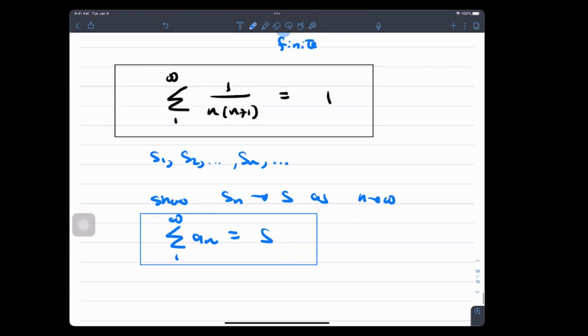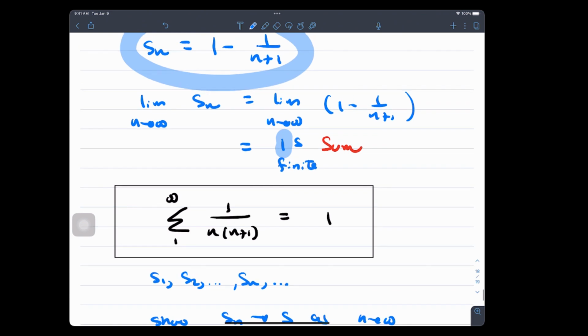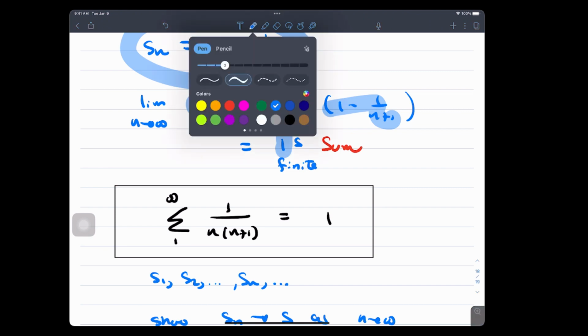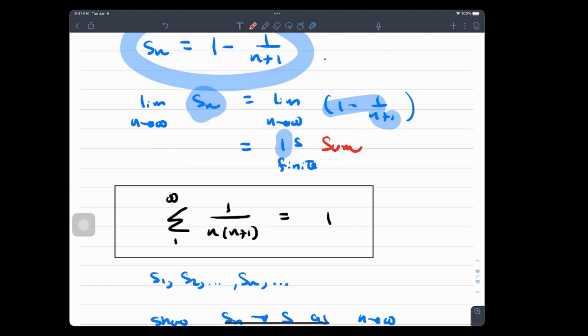So what we did is we took the sequence of partial sums called Sn. That's the sum of the first n terms. Okay, so this is just the sum, Sn. This gives you the sum of the first n terms. So if I told you, if n is 10, then what is S10? It's 1 minus 1 over 11.